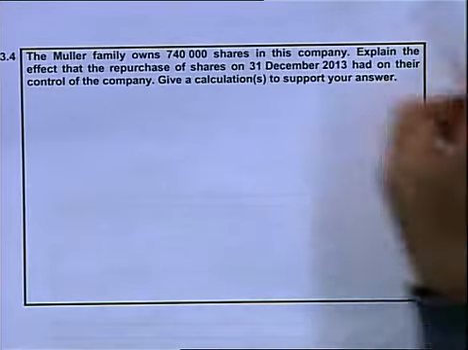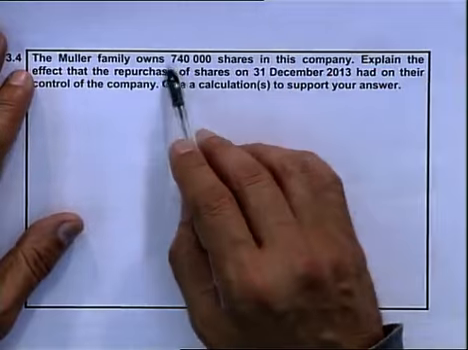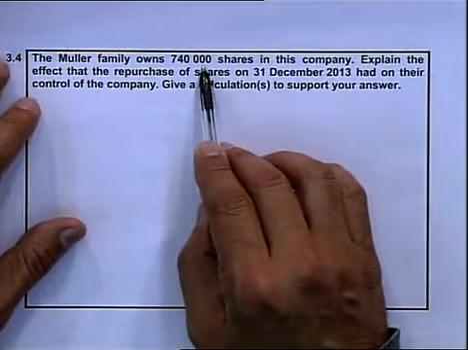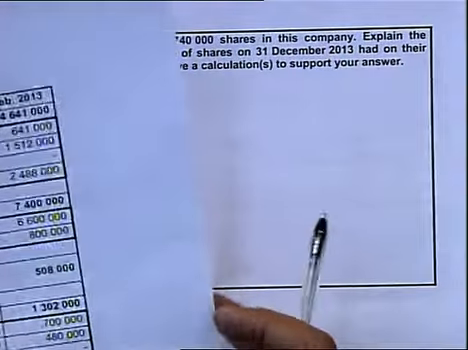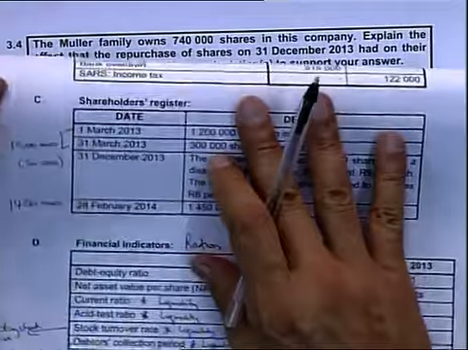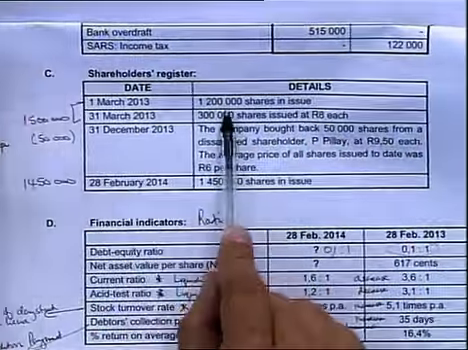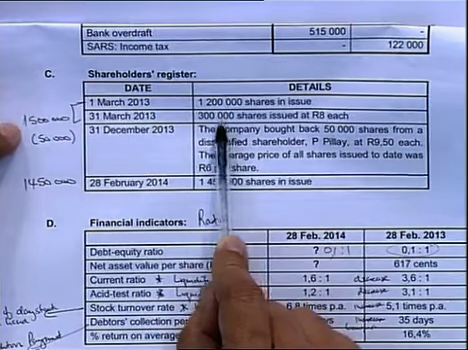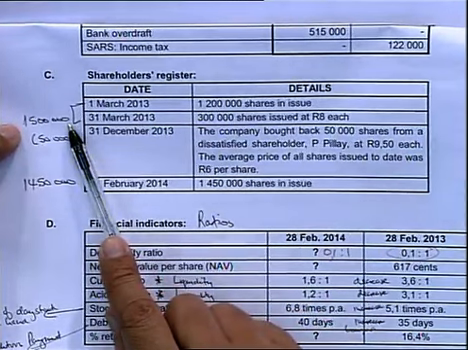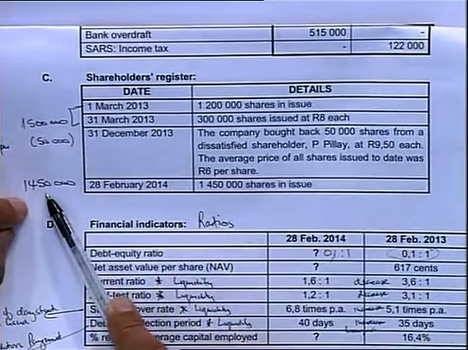Okay. What are they referring to here? Very important, learners. First of all, it says somebody owns 740,000 shares. So you must go back to your shares. If you look at the share register information, here we are. At the beginning, we had 1.2. We issued an extra 300,000, so we came to 1,500,000. Then there was a buyback. That's what they're referring to in the question, and that was the number of shares.